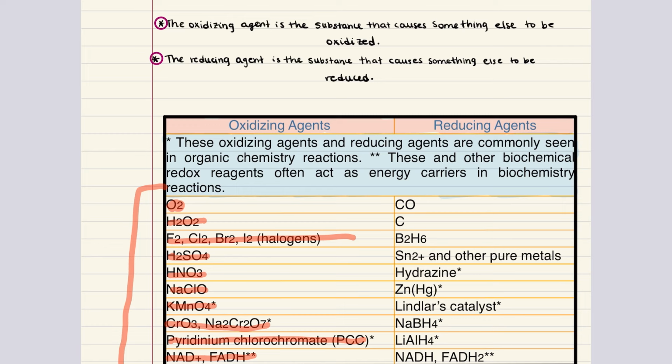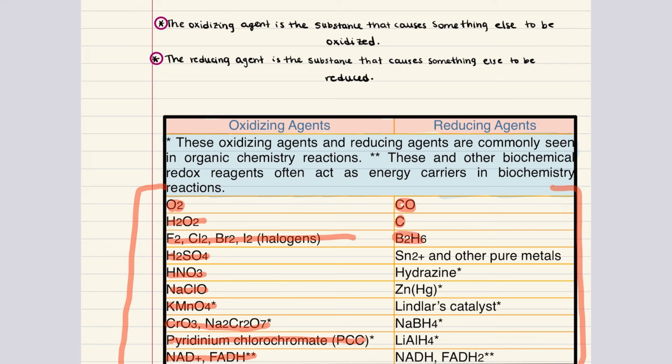Now, reducing agents, on the other hand, donate electrons in chemical reactions and cause another substance to be reduced. These agents typically contain metal ions or hydride. Here are some common reducing agents. Here we have carbon monoxide and carbon. Carbon acts as a reducing agent in the reduction of metal oxides in a lot of high temperature reactions.